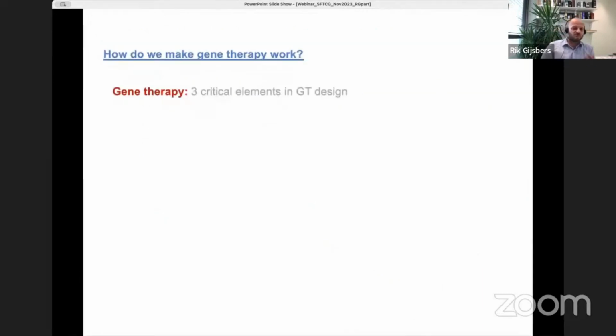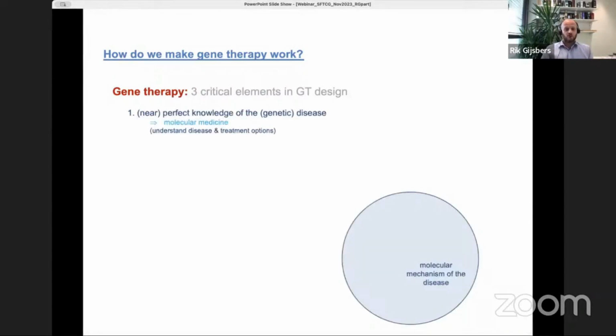Now, how can we make gene therapy work? In order for gene therapy to be functional, we need three critical elements to design a gene therapy for a particular disorder. Firstly, and this might look trivial, but it's a very difficult one, and it's something that only came about in the last 30 to 40 years.